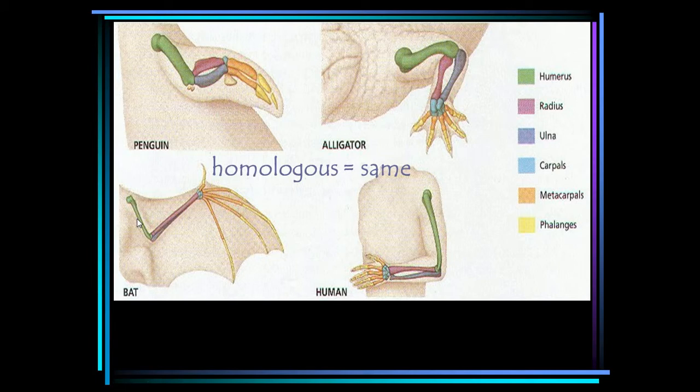They each have a radius. They each have an ulna. The ulna is shaped differently in each organism, but it's there. They have carpals, they have metacarpals, and they have phalanges. So even though the organisms are very distinct, very different, you can see that their morphology follows a similar pattern. The bones in each arm, so to speak, follow a similar pattern.